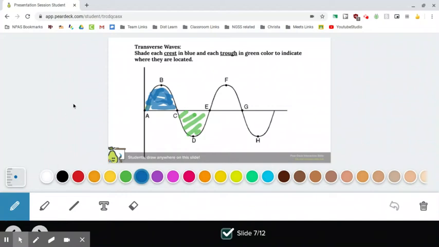Now, like I said, I did this ahead of time to save time. Shade each crest in blue. I only did one. Please do both of them. And each trough in green in order to indicate where they are located. This is just really putting this visual into your head that the crests are above the resting line and troughs are below the resting line.